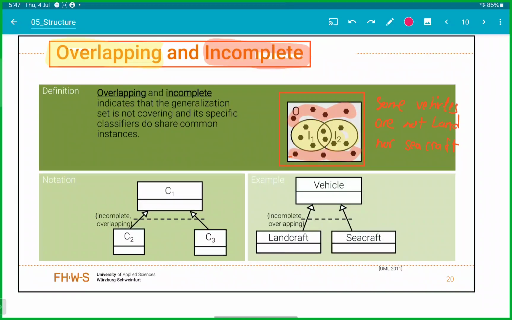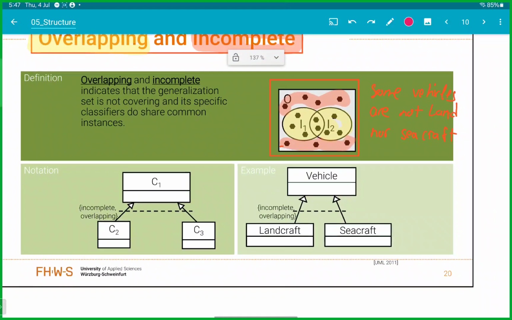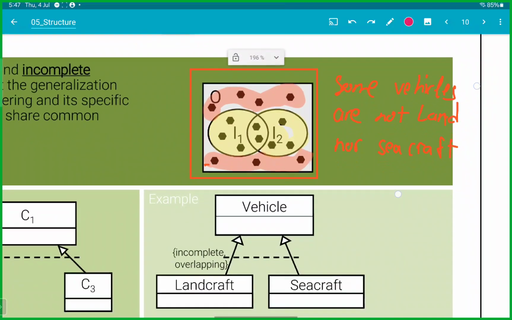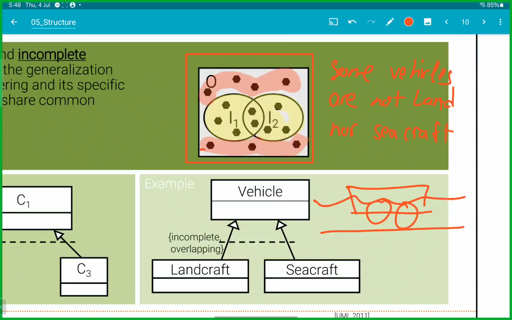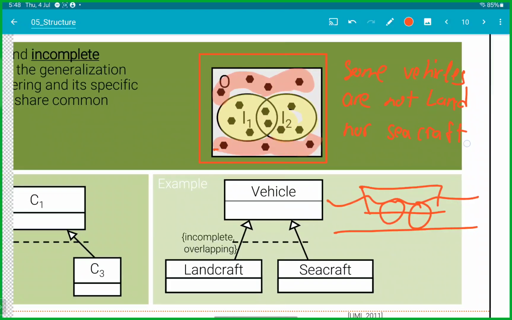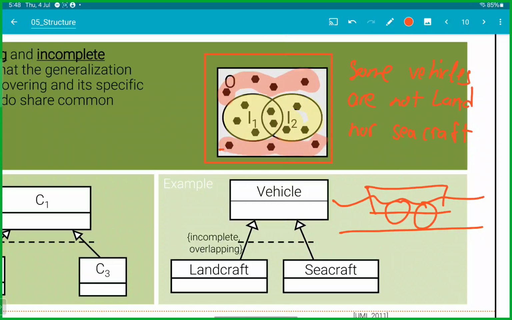And then if we go down here, we have another example of overlapping and incomplete: a superclass of vehicles, and then we have land crafts and sea crafts. So we have boats that also have wheels, and they can go on land, and at the same time they can go in the water, in the river. It's like a boat and a car. They belong to this group, so therefore it's overlapping.